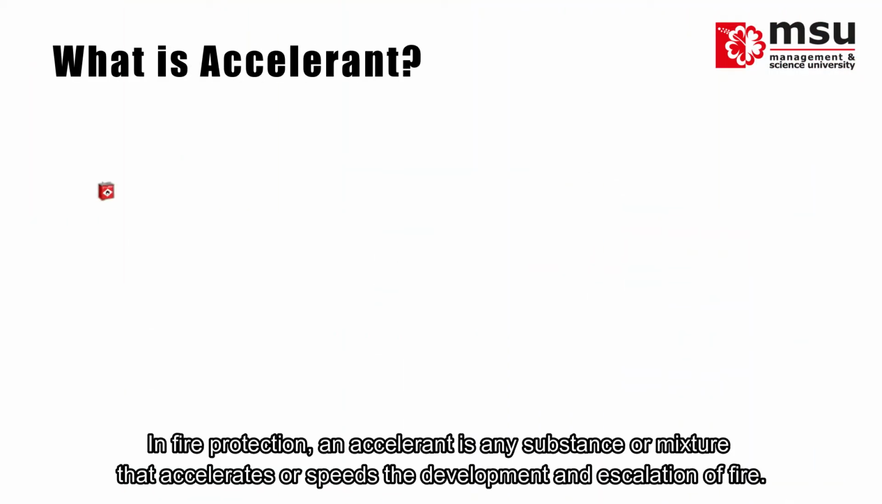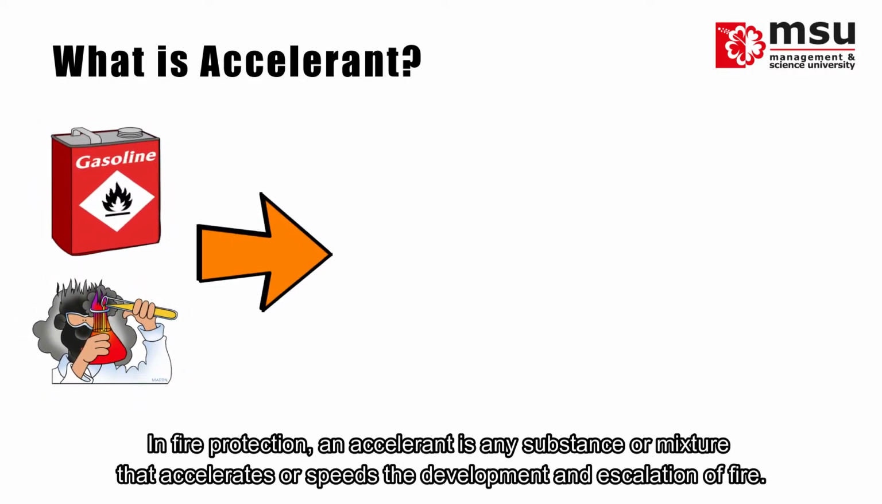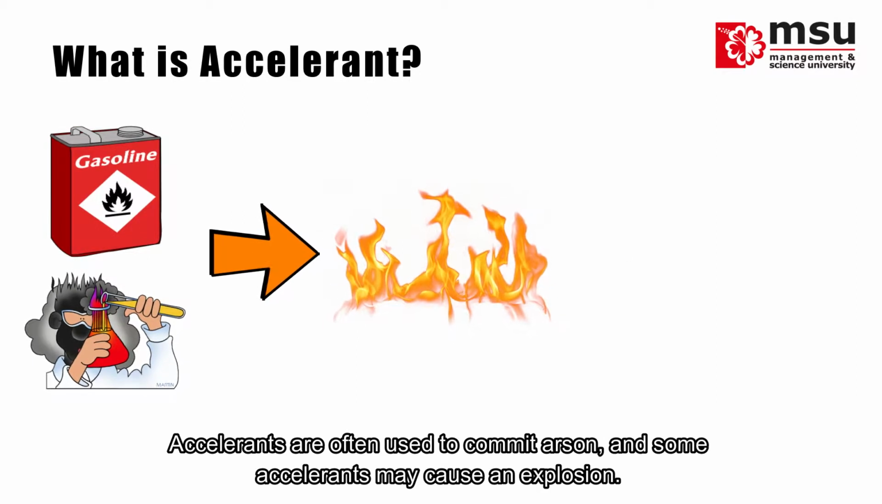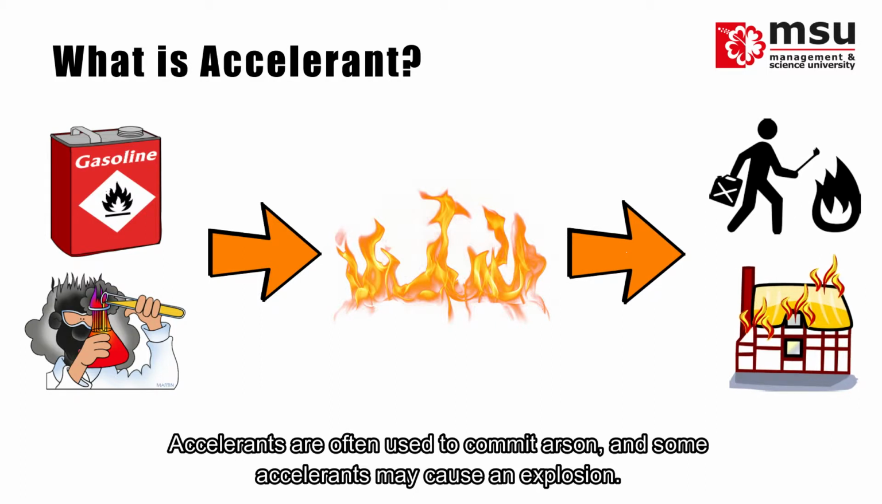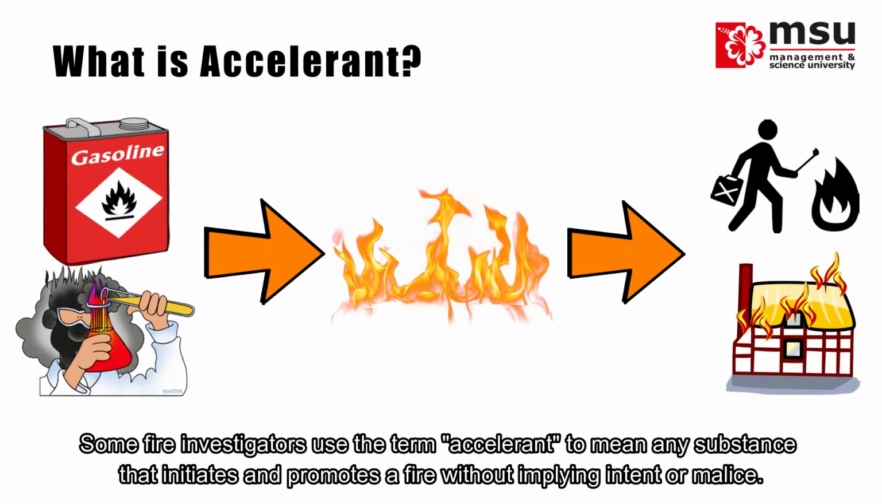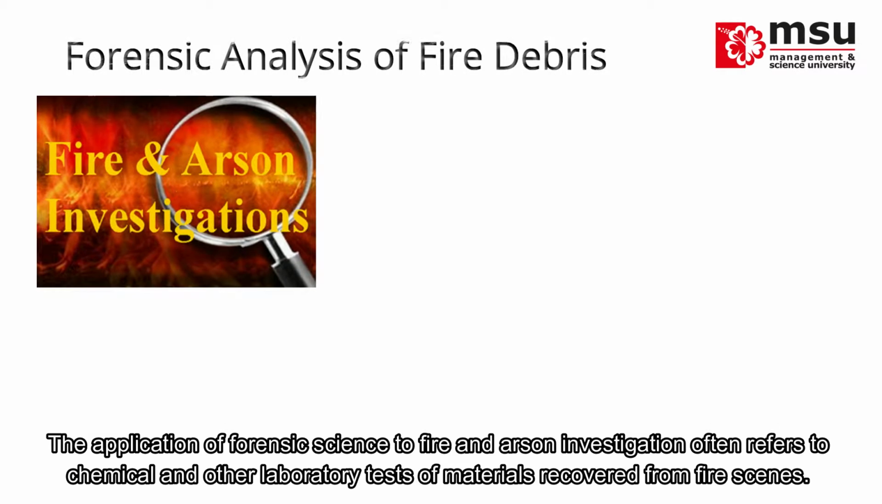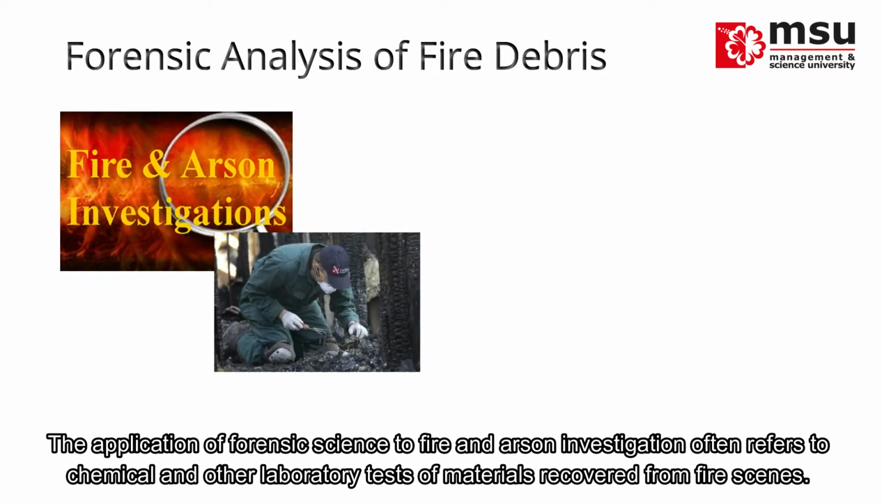In fire protection, an accelerant is any substance or mixture that accelerates or speeds the development and escalation of fire. Accelerants are often used to commit arson, and some accelerants may cause an explosion. Some fire investigators use the term accelerant to mean any substance that initiates or promotes a fire without implying intent or malice.